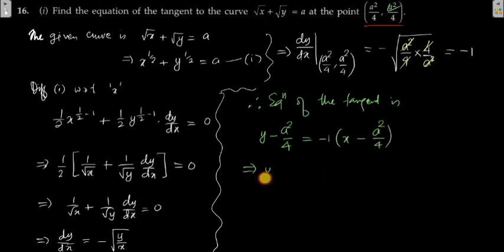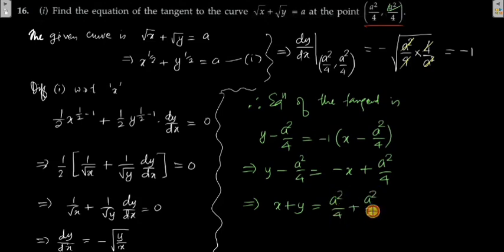So you get y minus a squared by 4 is equal to minus x. Okay, so minus into minus becomes plus a squared by 4. Now bring this out here, so you get x plus y. Now bring this out there, so you get a squared by 4 plus a squared by 4. Now when you add them up, you'll get x plus y is equal to a squared by 2. So this is the equation of tangent for this curve at this point. Simple. You may pause the video and note down your solution.